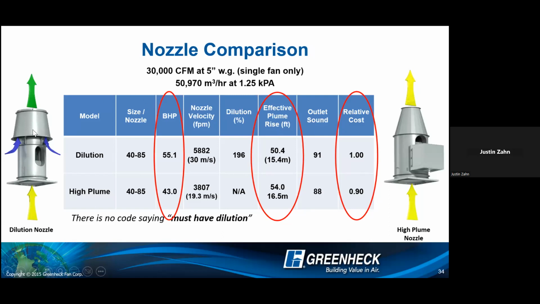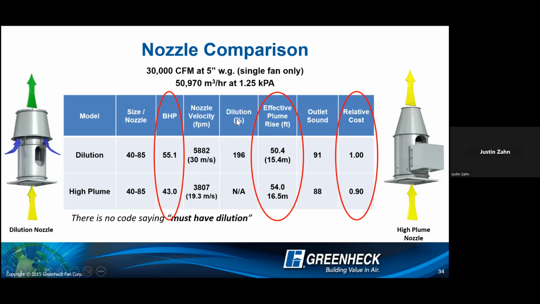So if you look at your dilution nozzle compared to your high plume, we selected a fan at 30,000 CFM at about 5 inches of pressure. The first thing we want to point out is the brake horsepower. If you look at your dilution nozzle, you're at 55.1 compared to your high plume 43.0. So a pretty significant difference that you will notice there. Why the dilution nozzle requires more brake horsepower is, you're entraining more air. So you're pushing more air through that fan, which obviously in return requires a little bit more power.